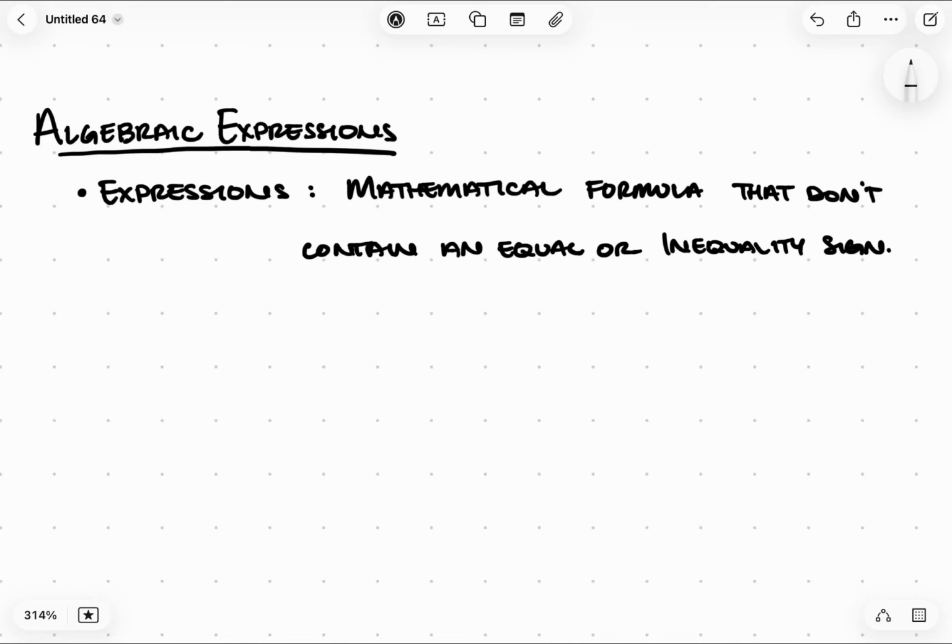All right, students, we are going to get started on a new section here called Algebraic Expressions, and we're going to jump right into this, where we're going to start by writing down that expressions are mathematical formulas that don't contain an equal sign or an inequality sign. I'm going to continue on here, but if you'd like to pause the video at this point, you could do so, and you could play right after you're done. So, algebraic expressions are really rules. These are rules that we have to follow.